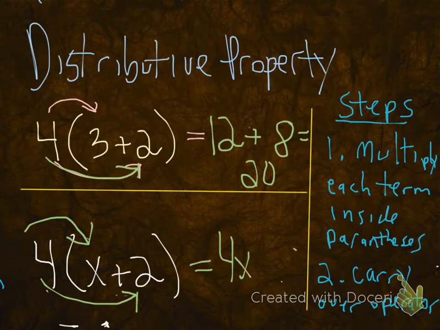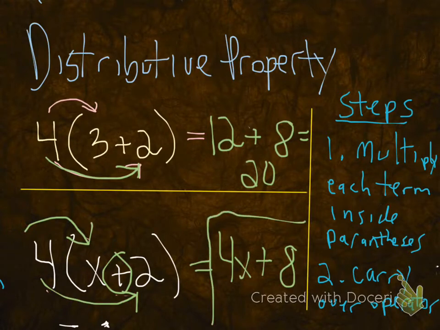4 times 2 is going to get you 8. And again, we have a plus sign in the parentheses, therefore we have to have a plus sign in our solution. Here we have our final answer. On these kind of questions, I'm not asking you to solve for x. You're simply distributing the term that's outside the parentheses across each term inside the parentheses using multiplication. So 4x plus 8 is your final answer. We don't know what x equals. We don't have to know because it's not that type of problem.